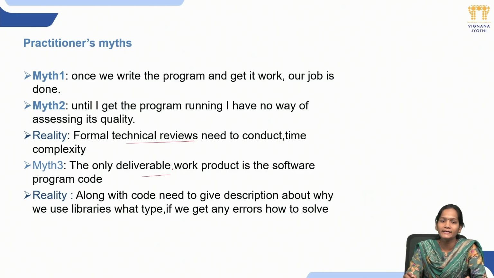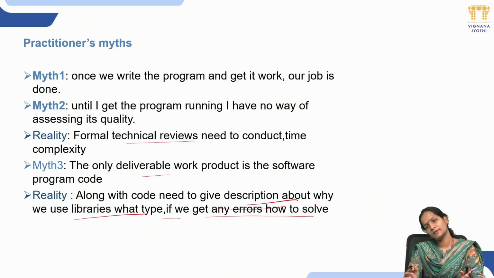The next myth is that the only deliverable work product is the software program code. Actually, the program code we give is a deliverable work product, but along with that code you need to give a description of why we use libraries, what type, and if we get any errors how to solve them. Because after the implementation phase we deploy the product into the market, so customers are going to use it. For example Flipkart, Amazon: when customers use the product, they give feedback and reviews.